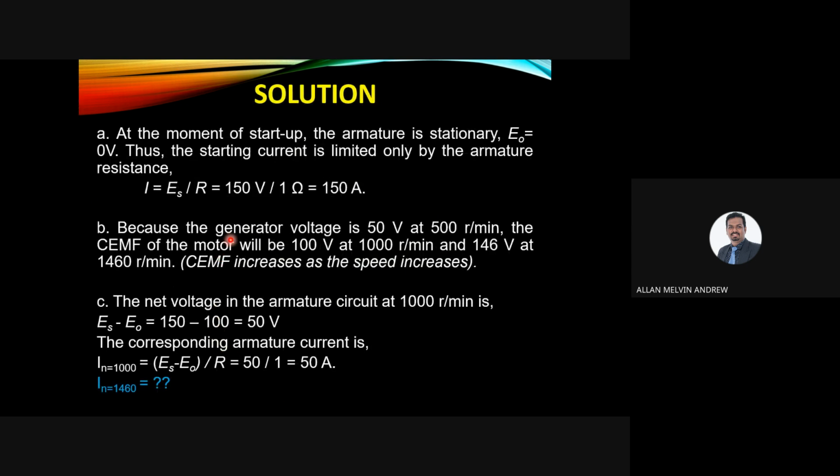Okay. Because the generator voltage is 50 volt at 500 revolution per minute, the CEMF for the motor will be 100 volt for 1000 RPM, because it's directly proportional. So 50 volt produces 500, 100 volts produces 1000. So under 46 volt it is supposed to produce 1460 revolution per minute. So there's a note here: CEMF increases as the speed increases. Okay, so that's the second part.